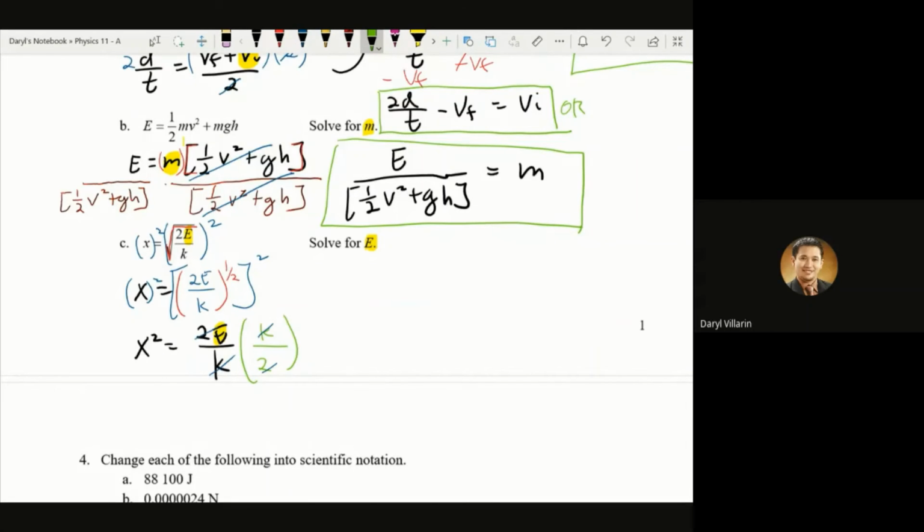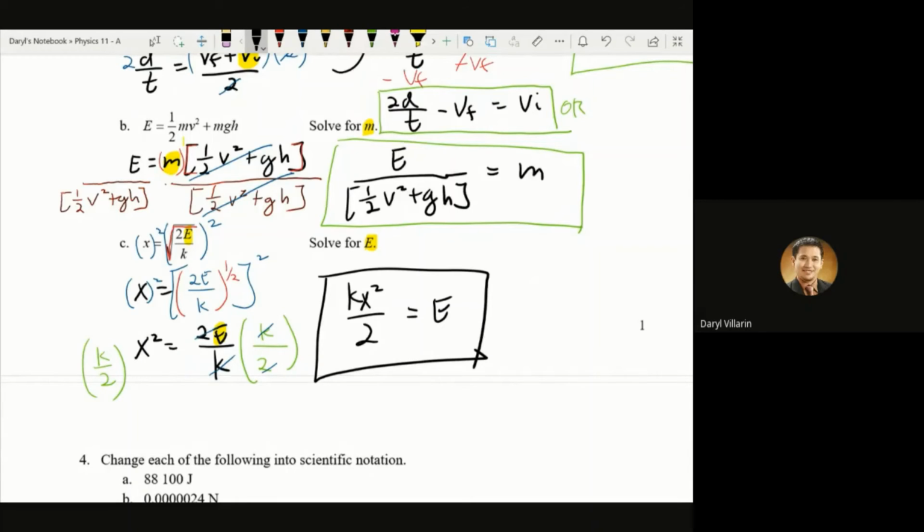However, since that's what I did in one side of my equation, I also do that in the other side. So if you can see, this becomes kx squared over 2 is equal to e. That's your final answer. Okay, are there any questions with this one here? Again, that is just manipulating your particular equation. Okay, we can move on to the back page.